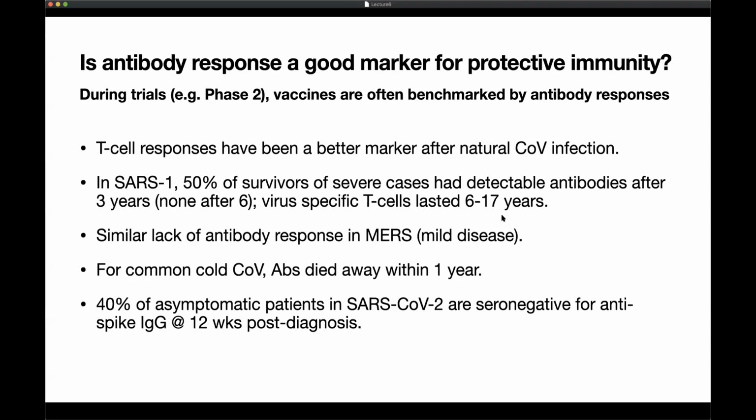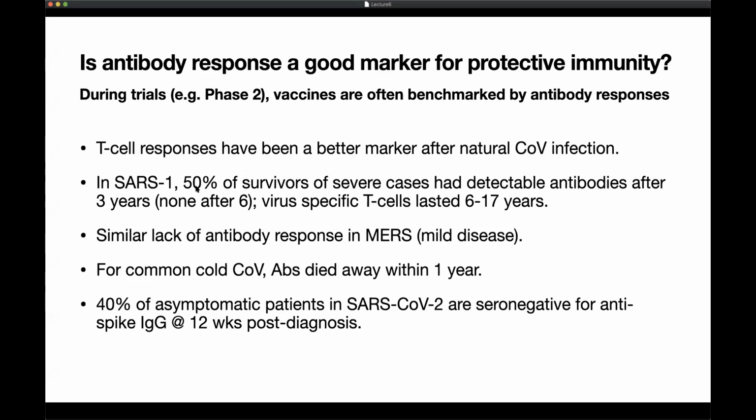So the article that you guys read made pretty convincing, in my view, arguments that T cell responses might be a better marker after natural coronavirus infection. And in order to show this, the author goes back to the original SARS-1 infection, which has the benefit of having occurred close to two decades ago, so we can talk about really long-lasting immunity.